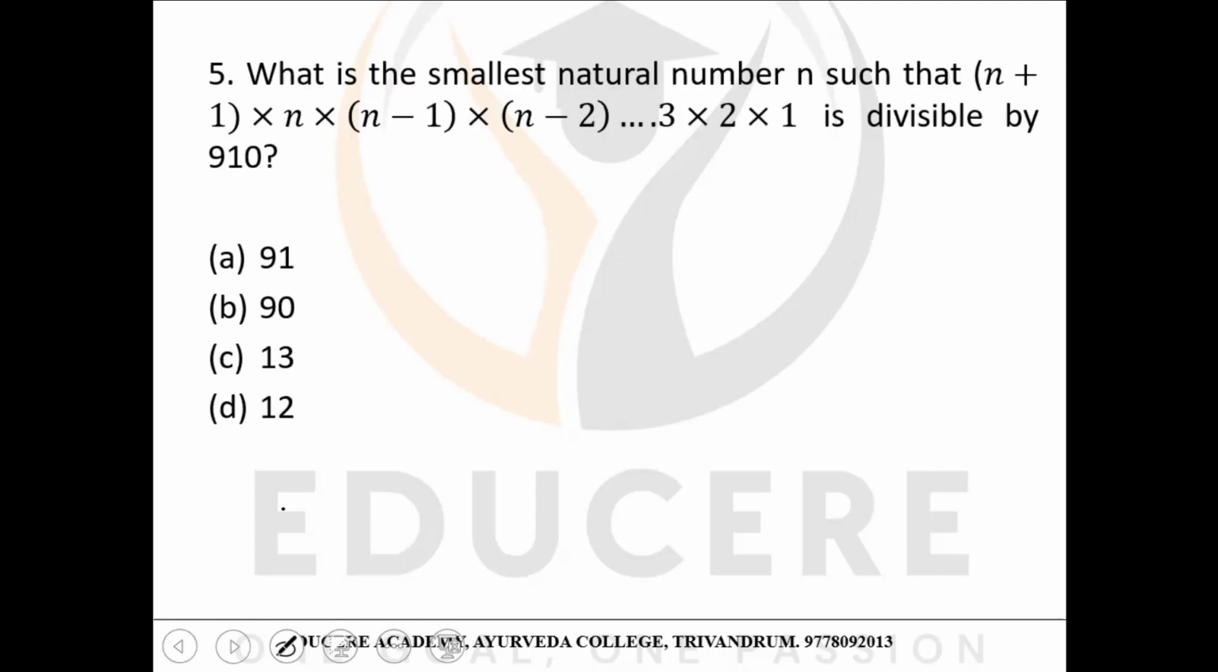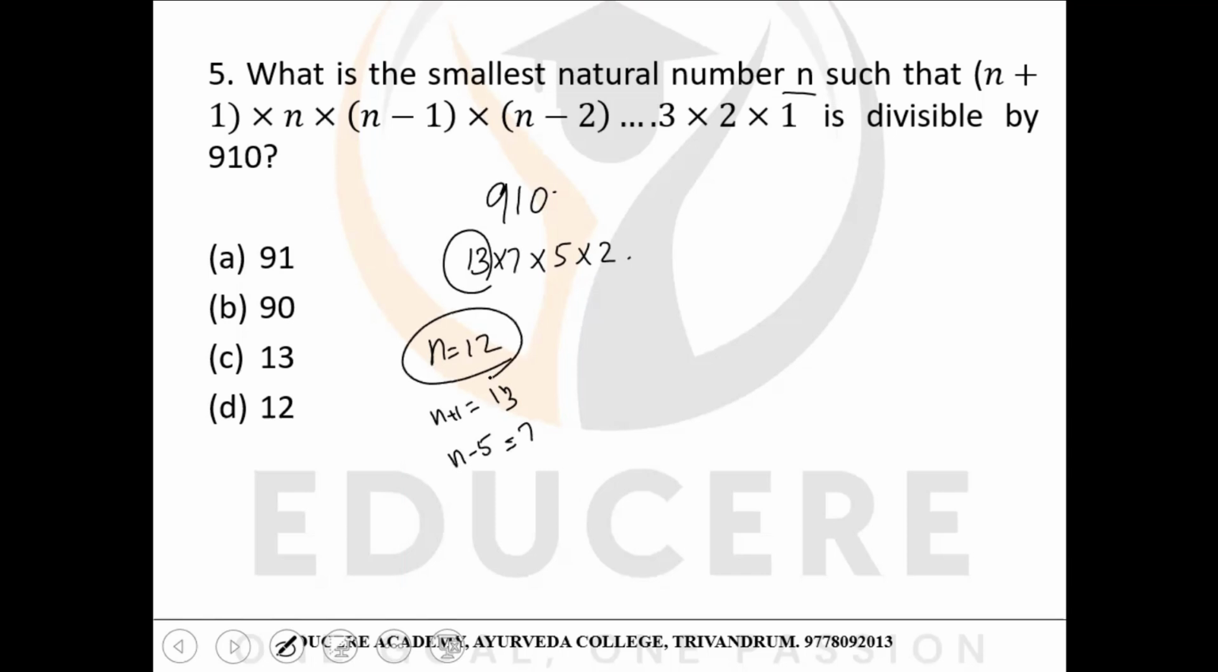For this question, we have to find the smallest number n such that (n plus 1) times n times (n minus 1) and so on down to 3 times 2 times 1 is divisible by 910. So do the factorization of 910. 910 you can write as 91 into 10, and 91 is 13 into 7, so 13 into 7 into 5 into 2. When you select n as 12, n plus 1 is 13, n minus 5 is 7, n minus 7 is 5, and n minus 10 is 2. So the smallest possible natural number is 12. So option D is the correct answer.